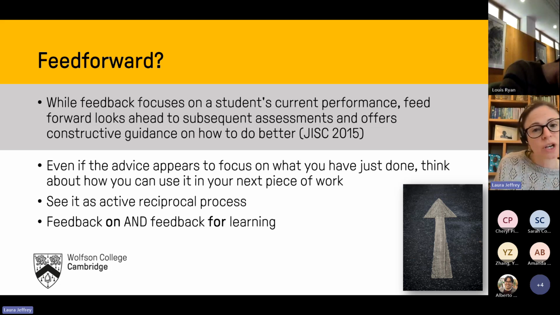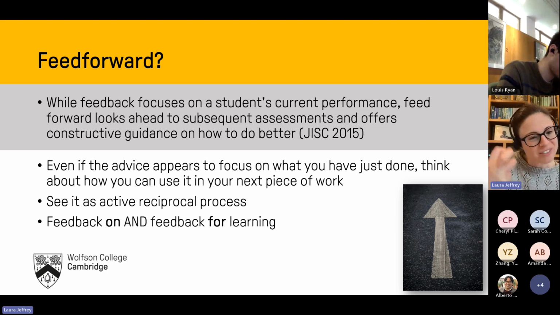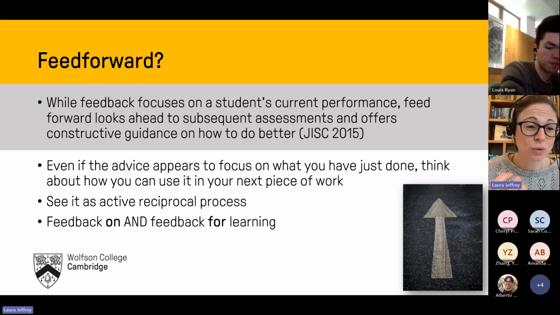going to have. Even if you're working on your PhD, just think about the next piece of writing that you're going to produce or the next bit of research data that you're going to collect. And think about how we can do better. So it's a reciprocal process. It's something that we're actively engaged in. And that's the thing. It's about taking control of feedback.